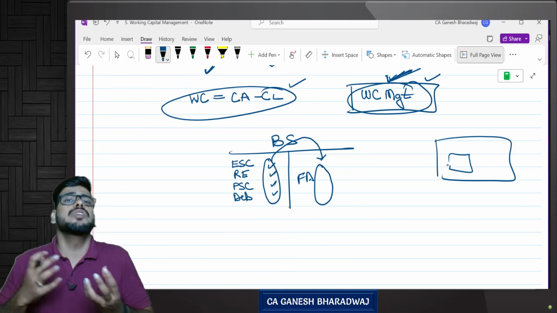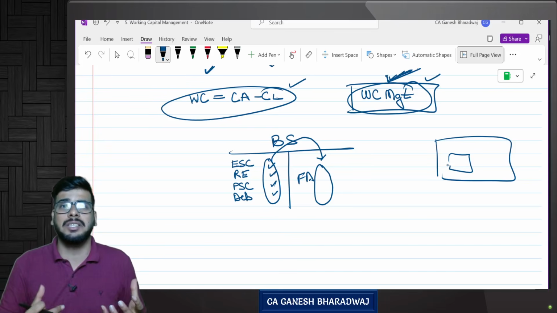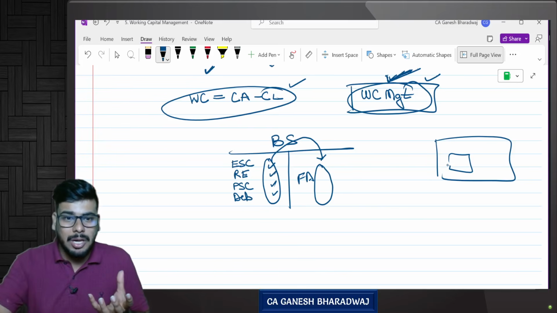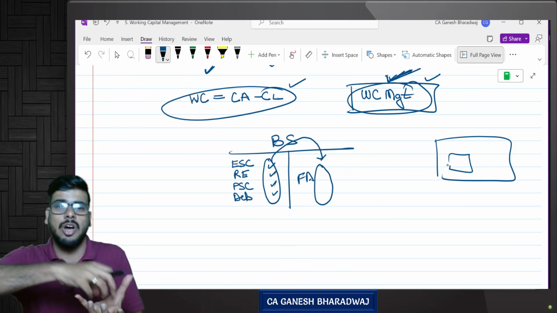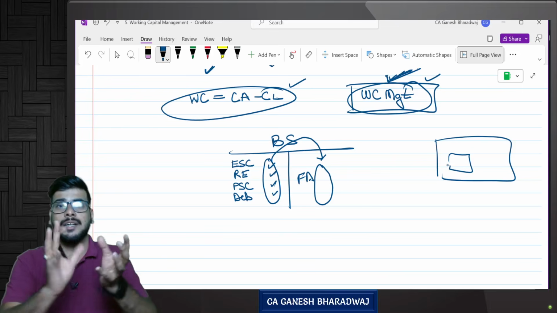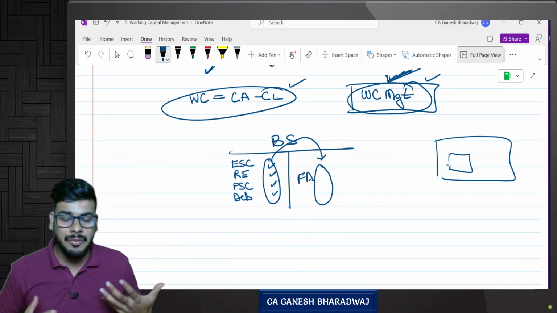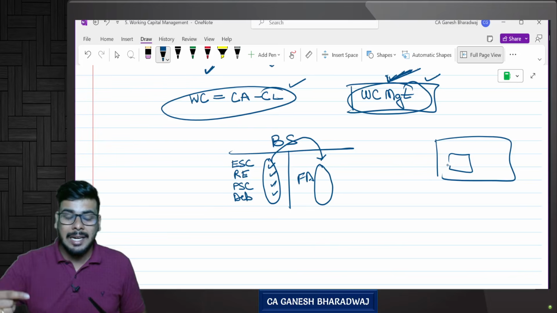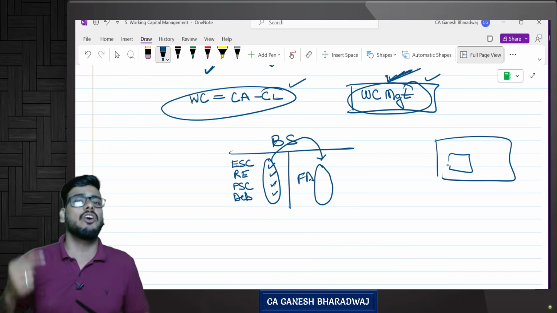Then you need to actually start the factory, correct? And you need to put your workers to convert this raw material into finished goods. For this conversion, you also need some electricity, power and all. Are you clear with this? There are so many things that are required for my day-to-day running of business.